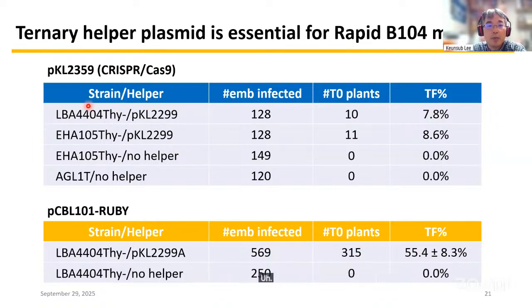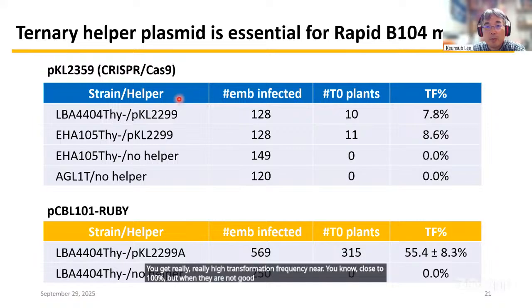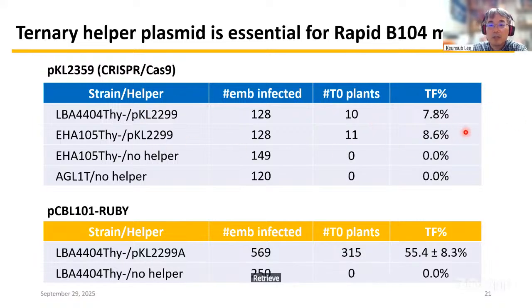With the old helper, with the CRISPR-Cas9 construct, you expect a lower efficiency, but it's mainly affected by immature embryo quality. So when the immature embryo is really good, you get really, really high transformation frequency, close to 100%. But when they are not good, still with the helper plasmid, you can still retrieve about 10% of transgenic plants.